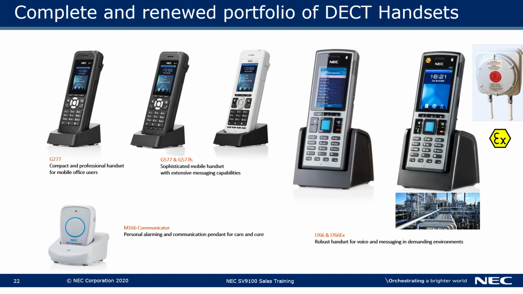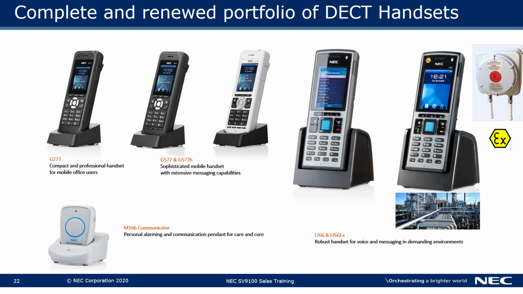On the left there we have the G277. This is a compact and professional handset which is used for mobile office users who want simple voice delivered to their mobile DECT handset. For users that are a little bit more demanding, we have the G577 handset. This handset is more sophisticated in that it supports ISIP. As we mentioned earlier, this gives your users prompting through the display and also 4 feature keys to support line appearances, feature keys, that sort of thing.